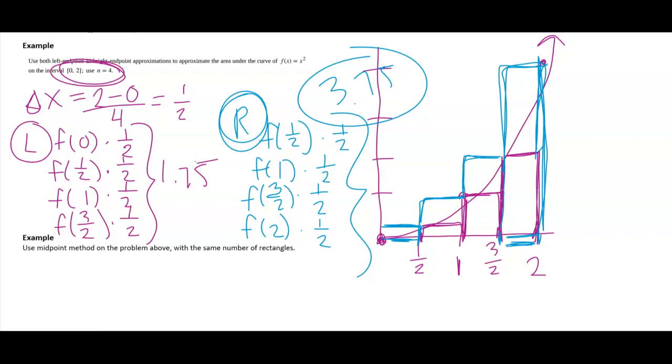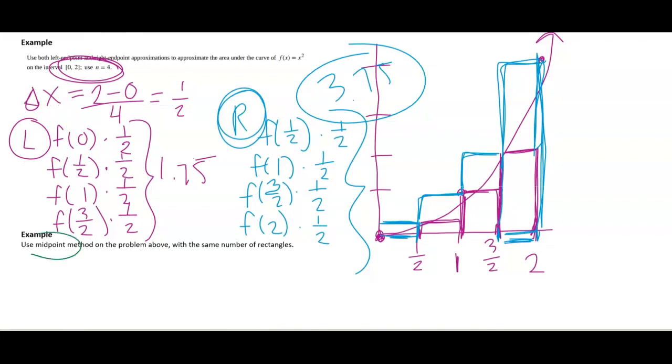And then another thing we can do is use the midpoint. So if the left is too small and the right is too big, maybe if we use what we call the midpoint, we could get a better approximation here. So I'm going to keep the same graph, and change my color one more time. And we're going to do the midpoint method.